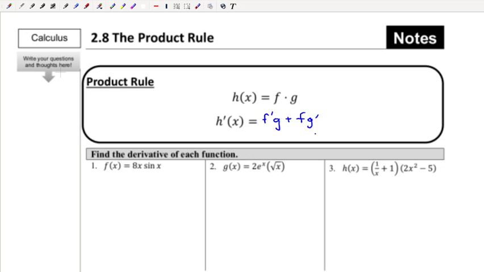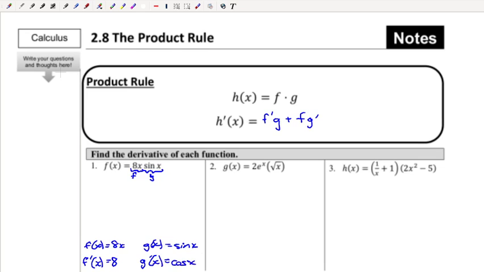So what does that actually look like in practice? Let's take a look at the first example. I've got f of x equals 8x sine x. So I'm going to look at this as saying, well, 8x, that's going to be my f, and that's multiplied by sine x, that's going to be my g. So then in order to use this rule, I'm going to say, okay, well, f of x is 8x, and g of x is sine x. I need to take the derivative of each of these separately. So f prime, well, the derivative of 8x is just going to be 8. And g prime, the derivative of sine x, we know is cosine x. That's one of the things you memorized.